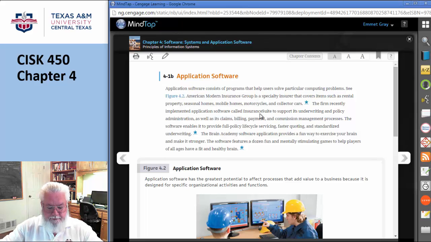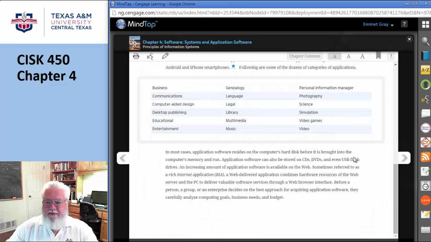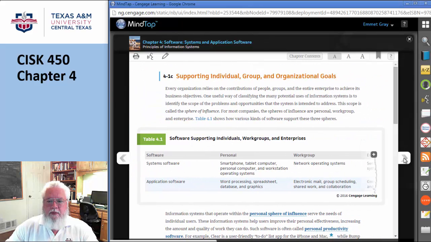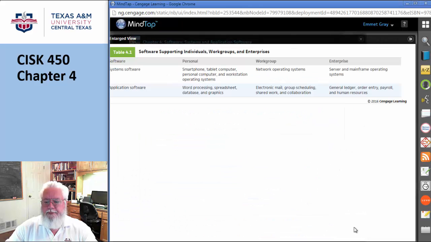Cool. I'm going to skip through this because some of this stuff you already know, at least I would hope you do. One of the things they talk about is the spheres of influence. They break them up into personal, which means just one person on a machine. Work group, which means I've got a network environment and 2 or 3 people are using the same system. And then enterprise, like accounts payable, where the entire organization is running this thing.